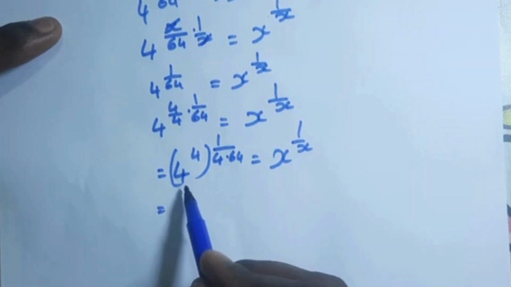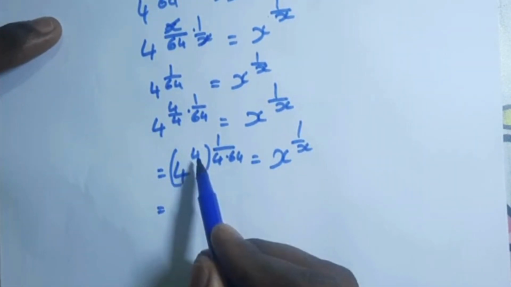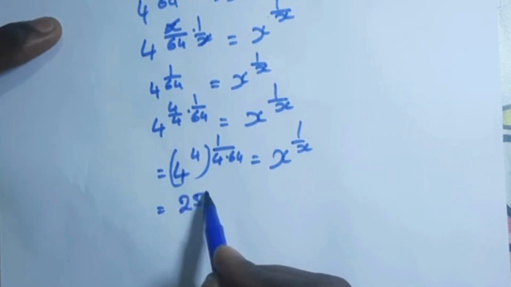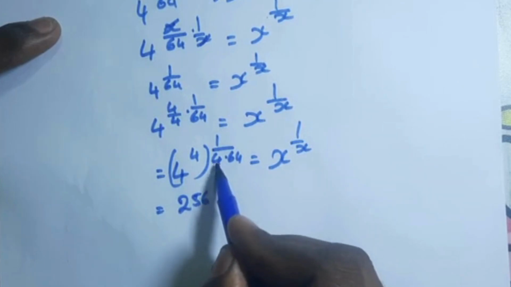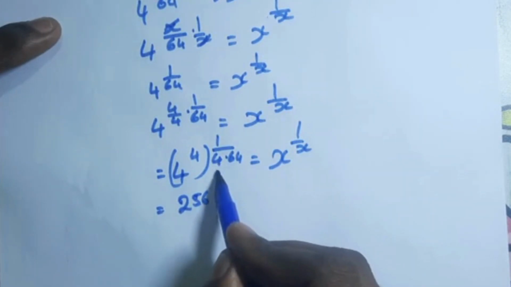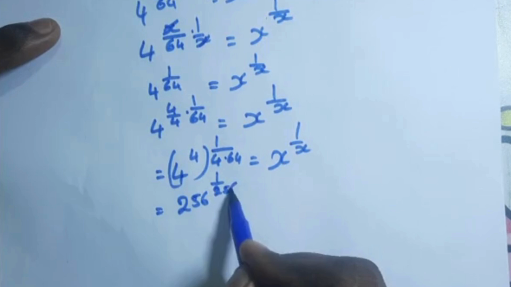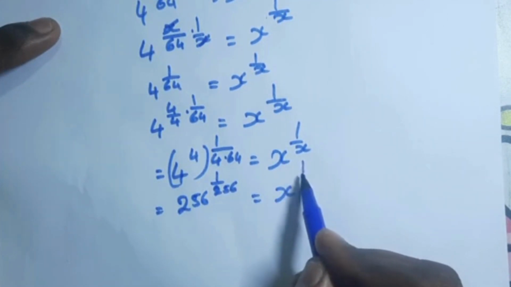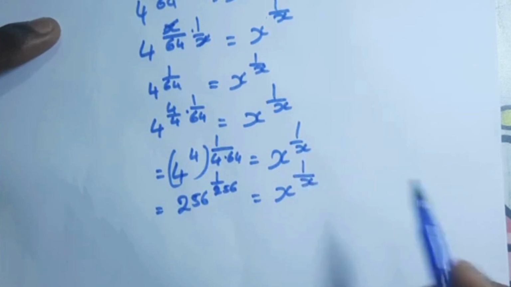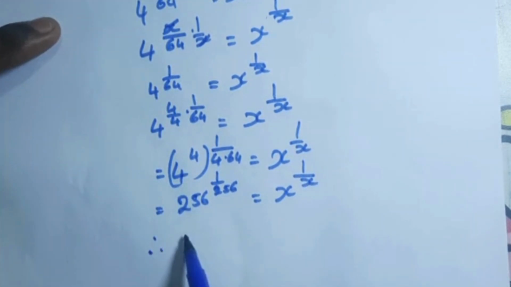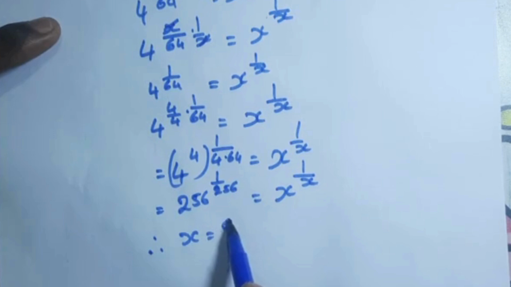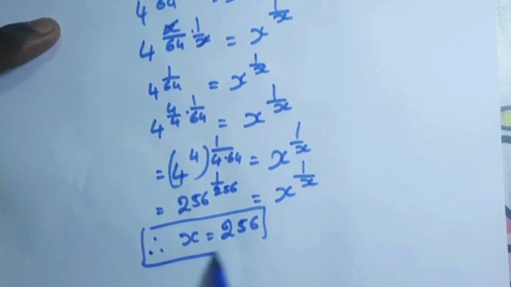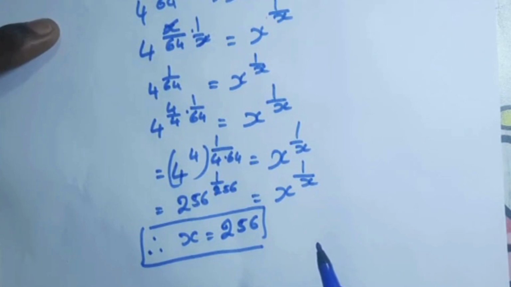Now this 4 to the power of 4 is equivalent to 256, and 4 into 64 is 256, so 1 by 256 equal to x to the power of 1 by x. Therefore x equal to 256. This is the answer. We are going to verify now.